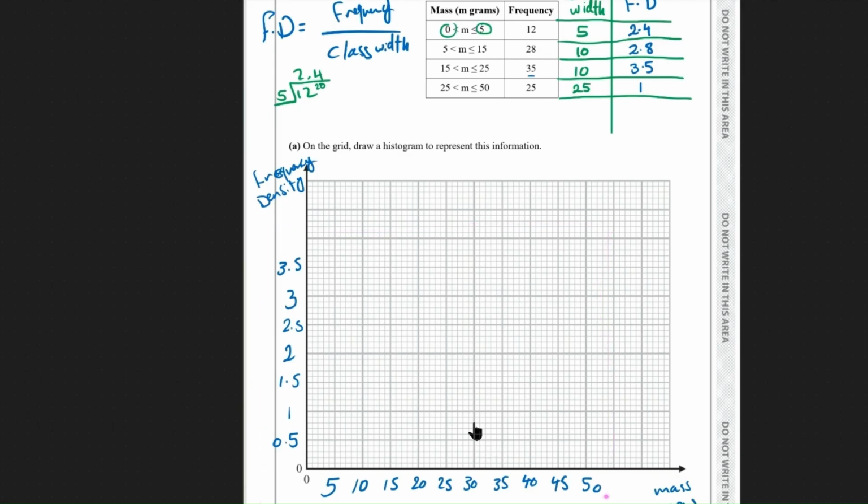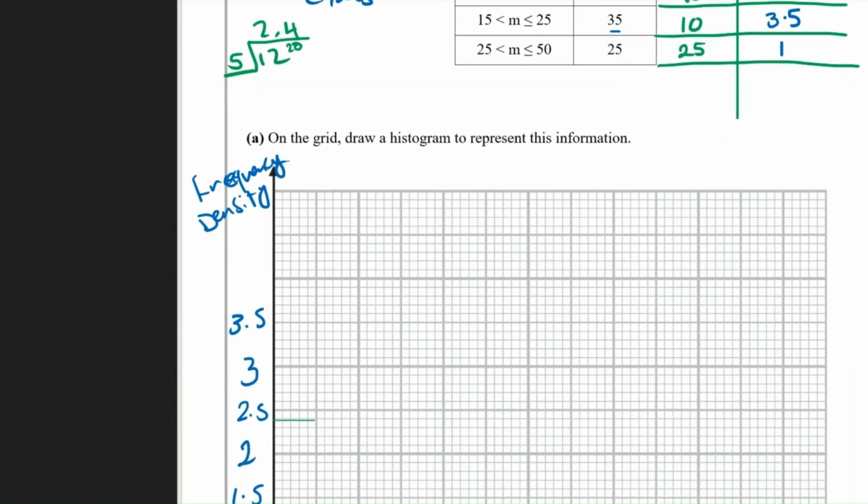It's between 0 and 5. So between 0 and 5, that means we are looking at this part of the x-axis, and the frequency density will be 2.4. So if we look here, it's 2.4. So I draw a 2.4 here. I usually make the horizontal line first and then move to the vertical lines.